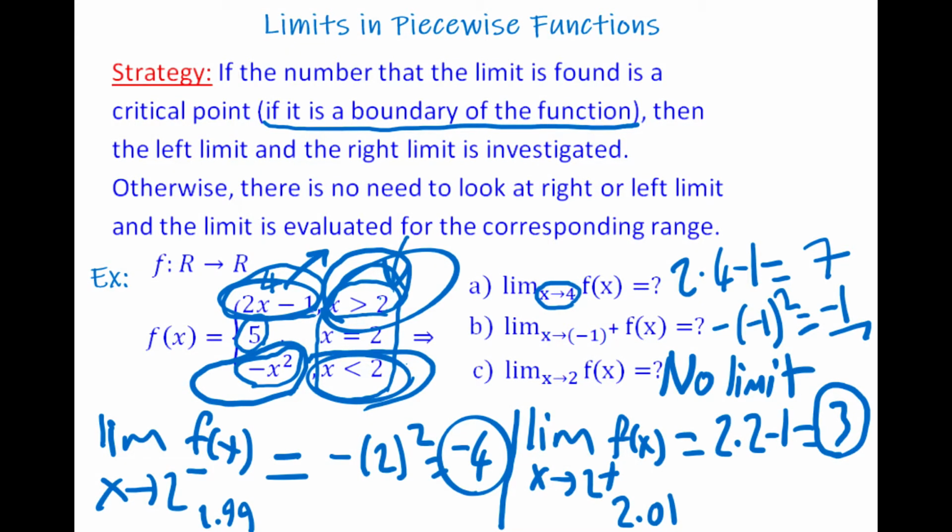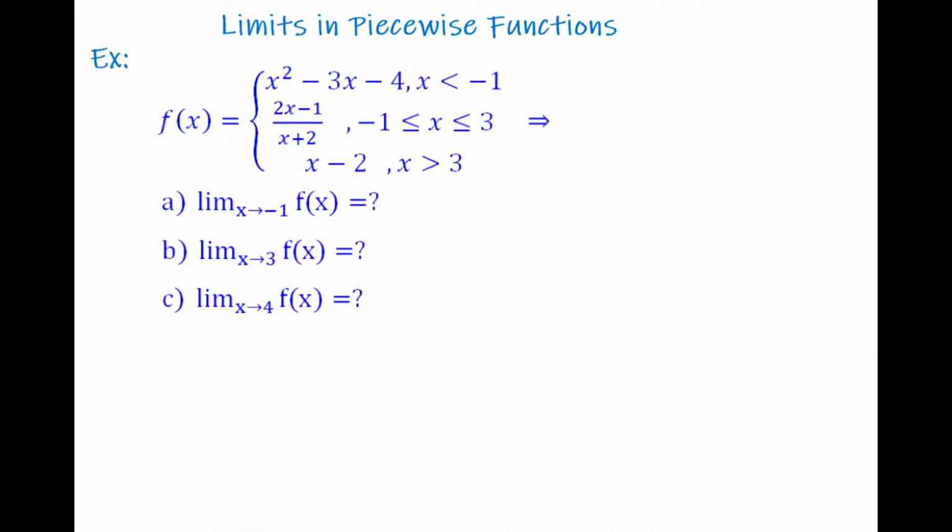Let's take a look at the next question. In this question, we have 3 functions: when x is less than -1, when x is between -1 and 3, and when x is greater than 3. If we look at A, it says when x goes to -1, what is the limit of f of x? As you can see, -1 is here, and we have -1 also here. So I have to look at both cases, from the left side and from the right side. Let me write it here.